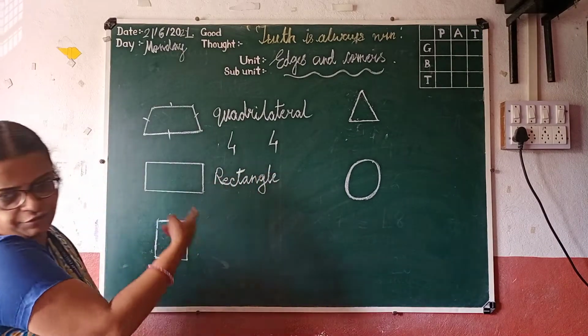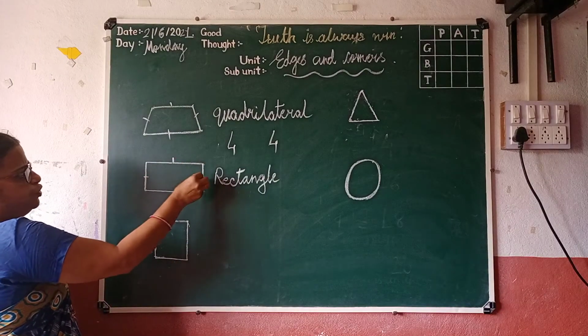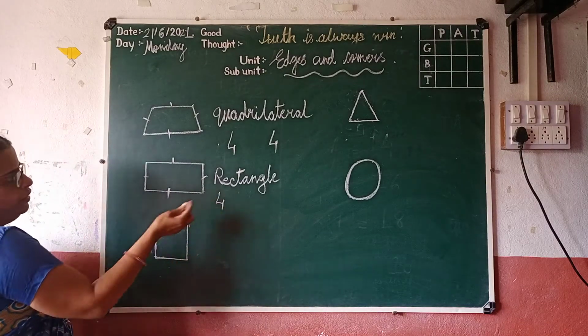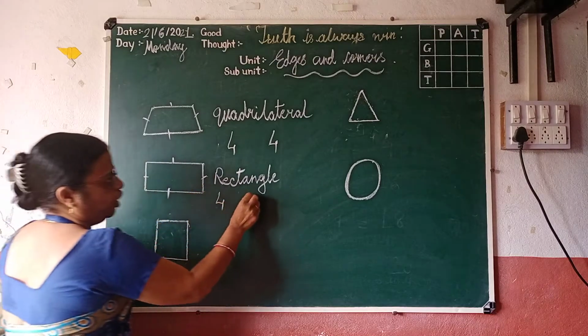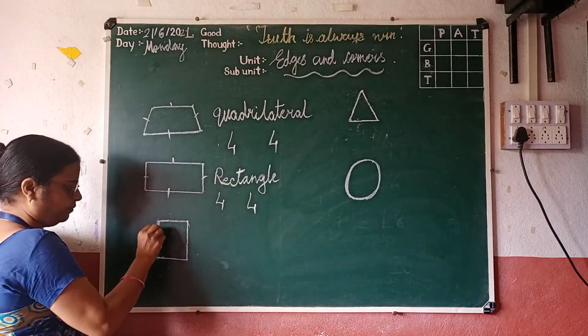This is a rectangle. So look here, how many edges are there? 1, 2, 3, 4. A rectangle has 4. And how many corners are there? 1, 2, 3, 4. How many corners are there? 4. Same way, this is a square.